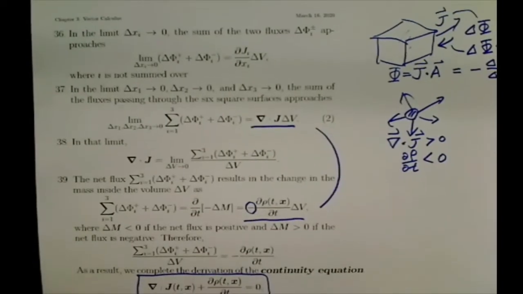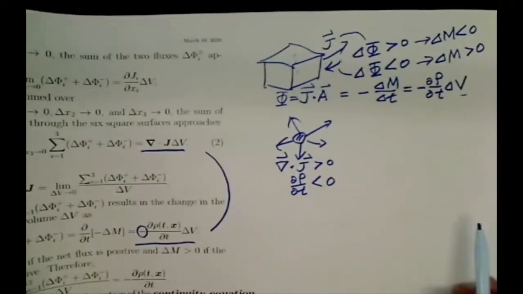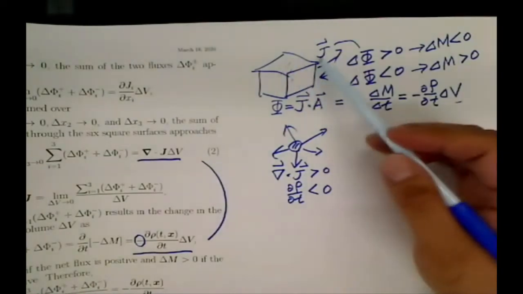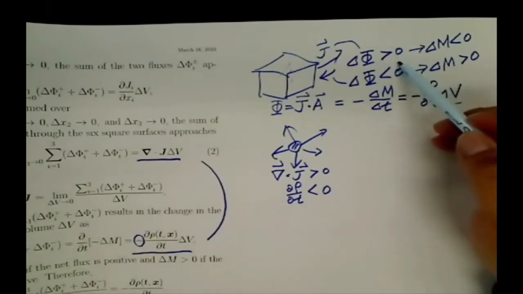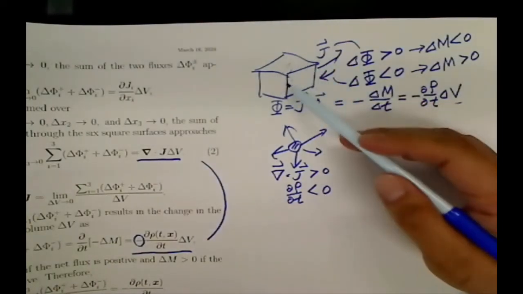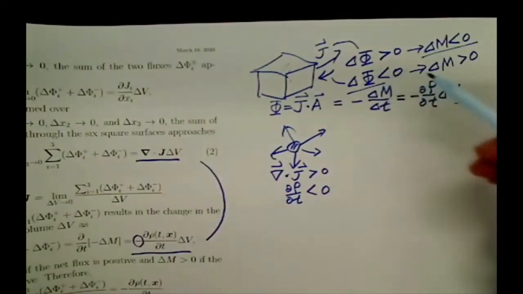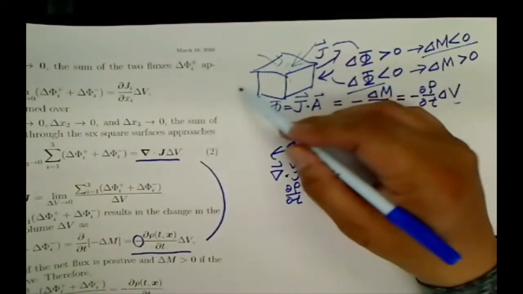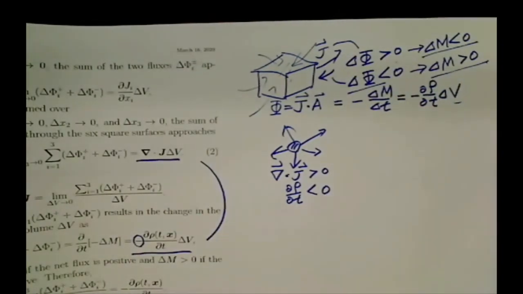Next one, consider the flux phi. If current is coming out of this region, sum of flux will be positive. But in that case, the contents inside the volume will leave the space, so mass will decrease. In case the flux is negative, the mass flow is coming in, charge flow is coming in. Then delta M or delta Q will increase. So it is a kind of conservation.